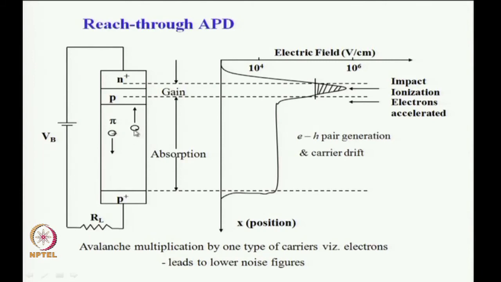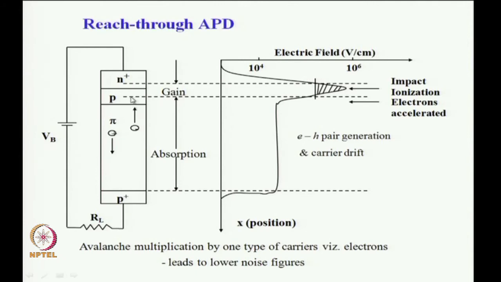However, when the electron accelerating in this region enters this zone here, we note that the electric field is very high in this zone, and therefore, the electron immediately creates a very large number of electron-hole pairs by impact ionization. The secondary electrons which are generated are further accelerated and collected by the electrode here.